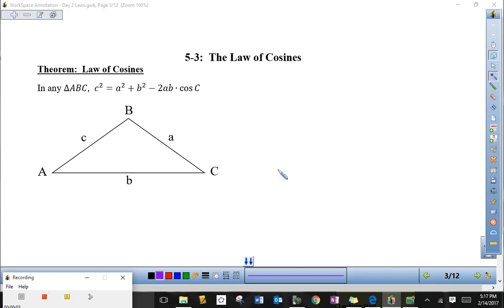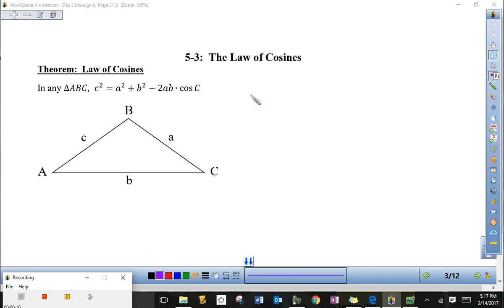This video is going to cover the law of cosines and the law of sines. The neat thing about the law of cosines and law of sines is you can use them on non-right triangles to solve for a missing angle or a missing side. Okay, first one we're going to look at is the law of cosines.